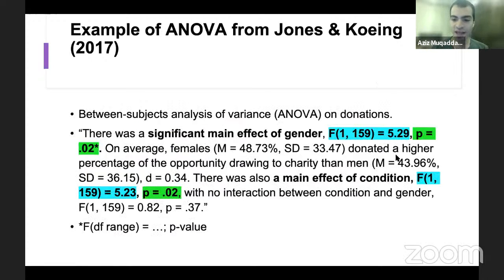And so they would say here, there was a significant main effect of gender. On average, females donated a higher percentage of opportunity to charity than men. Let me read the numbers and tell you which numbers you should pay attention to. I'm not going to explain what the F score is, but just in general, this is a standardized score they gave to the mean scores. Because scales have different variables, some scales are 1 to 7, some scales 1 to 100, the F score is a way to standardize all of that. We're not getting into it. But look at the p-value. The p-value is saying p equals 0.02. All right.